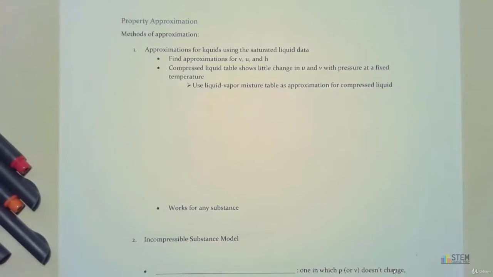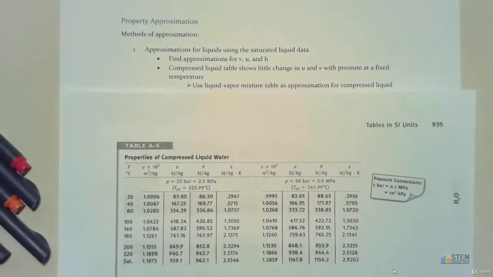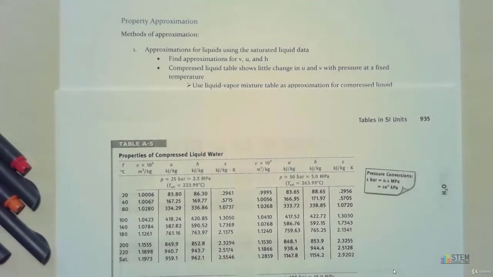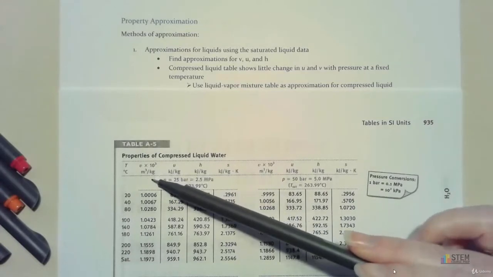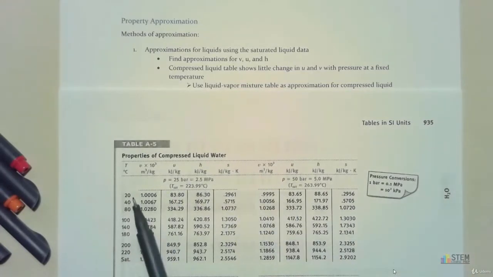Now, if we go to our compressed liquid table, which is table A5, and we just look at water, and we look at U and V, so here's specific volume, here's U. If we look at the same temperature and how these values change as we increase the pressure, you'll notice there's not a lot of difference. So let's look at this top one. At 20 degrees, 25 bar, V in the table is 1.006. Over here, it's 0.9995. Those numbers are pretty close. Same thing with U. We got 83.8. Over here, we got 83.65.